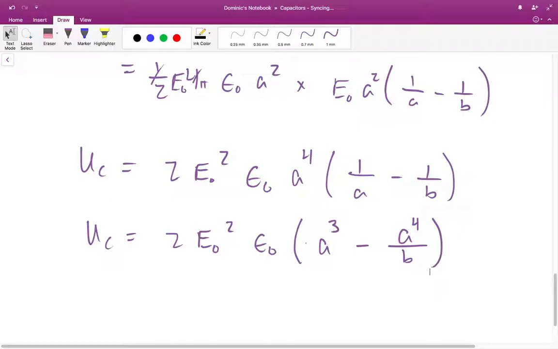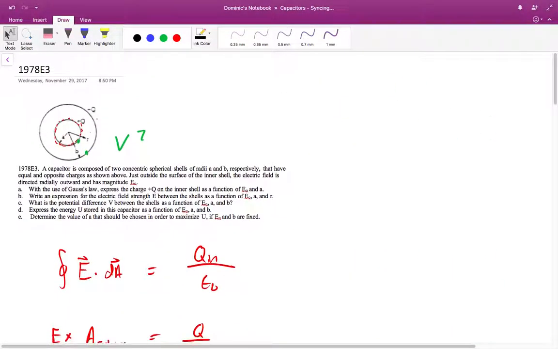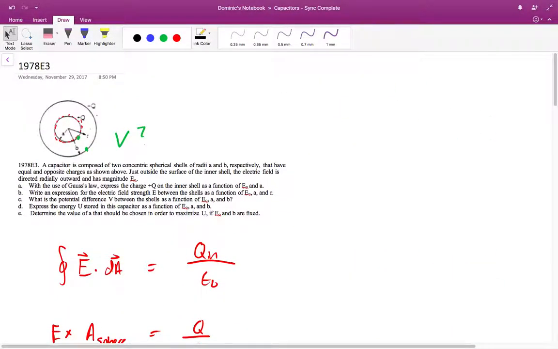And I'm going to leave that like this. So part E says to determine the value of A that should be chosen in order to maximize U. So we want to pick a value for A so that we get the most energy stored in our capacitor if we let E naught and B stay constant. So we're not going to change those values. Basically, what is the radius that we should pick for our inner shell to make the energy stored in that capacitor the greatest?